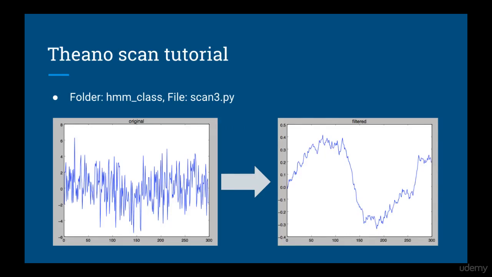If you want to run the low-pass filter from the Theano scan tutorial, the relevant folder is HMM class and the relevant file is scan3.py. You can see here that we start out with a very noisy sine wave, and after we pass it through the low-pass filter, most of the high-frequency noise goes away.